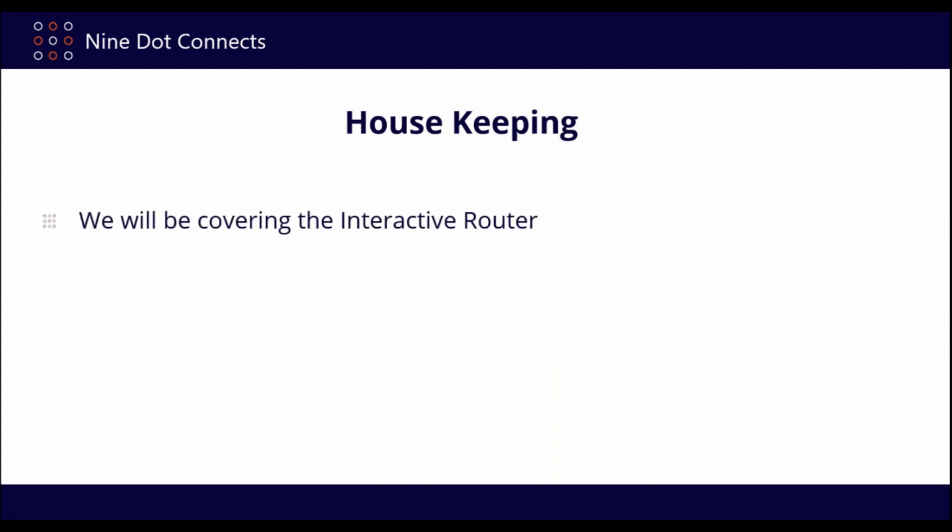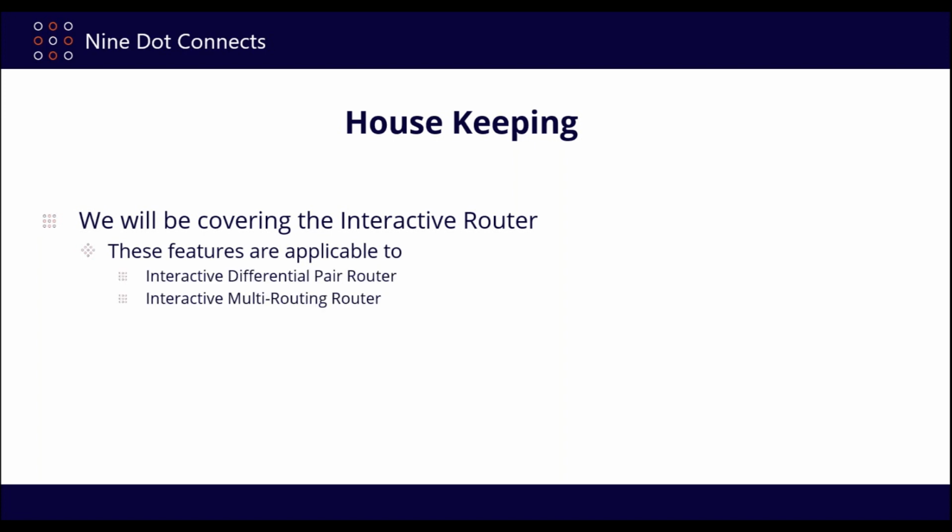All right. What we will specifically be covering here today is the interactive router. These features are applicable to two other interactive routers in Altium Designer. One of them is the interactive differential pair router, and the other one is the interactive multi-routing router. Say that 5 times very quickly. So if you understand what's going on with the interactive router here today, you can easily apply those concepts to the differential pair router and the multi-routing router, because about 75% of those commands are the exact same. Obviously, there are some commands that are going to be different or removed depending on which of those routers you're going to be in.